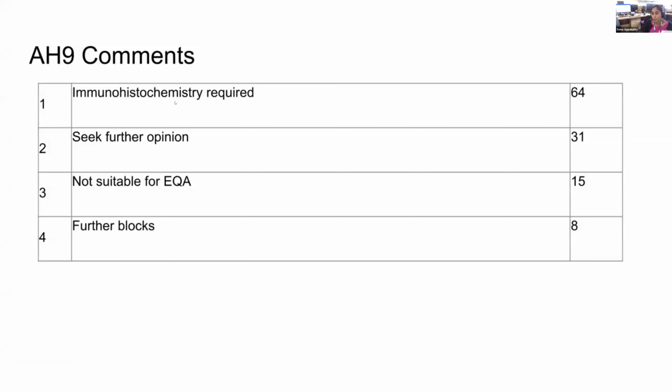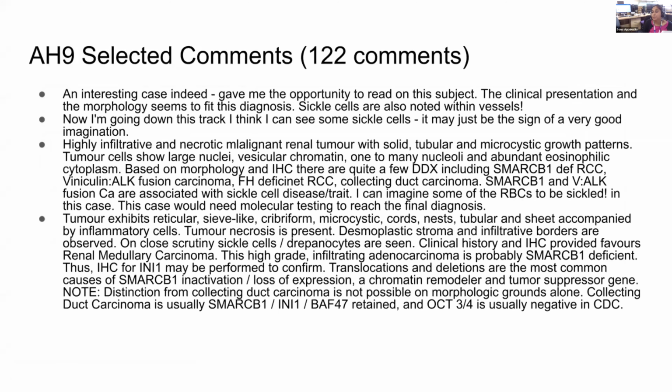Understandably, people wanted more immunohistochemistry. That's very true. And further opinion, it's not suitable for EQA, were the other comments. Among the written comments, there were many, and luckily, a lot of them were quite encouraging. People were so happy seeing the sickle cells that they shared some really nice comments and excitement when they saw the sickle cells.